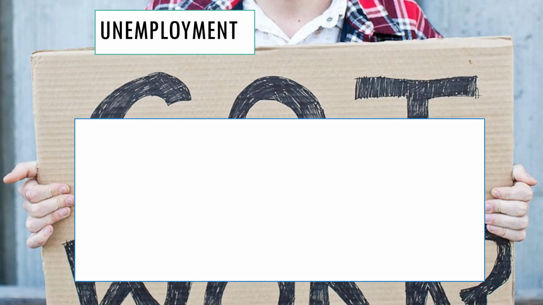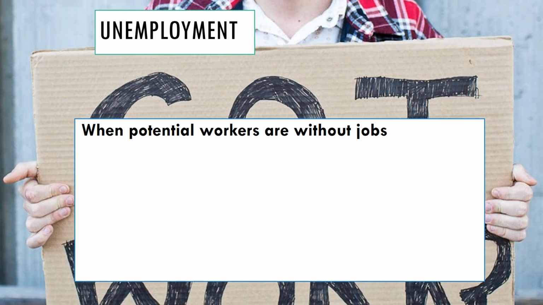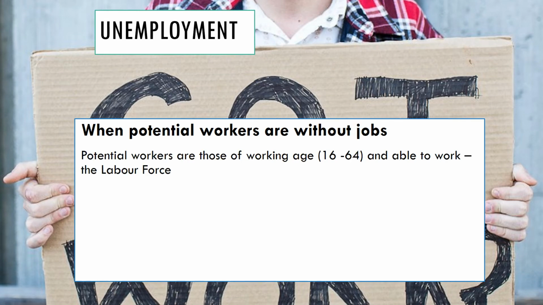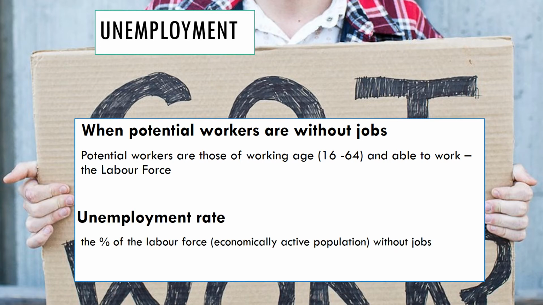Let's talk about unemployment briefly. So unemployment is when potential workers are without jobs. And we define potential workers as those being of working age. So we're really talking about people between being a child and being a retired adult. So in the UK it's 16 to 64, but it changes amongst other countries, and it's normally around these sorts of figures. The unemployment rate is the percentage of those people, the labour force, who don't have jobs.